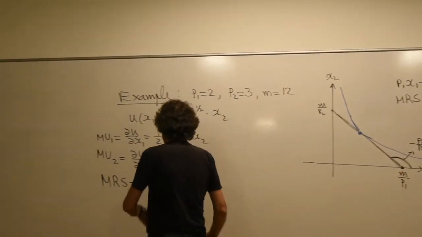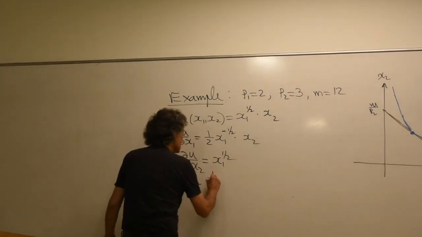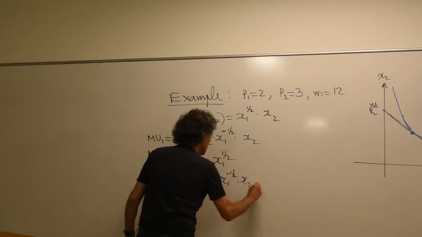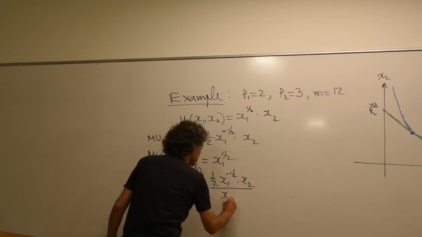Okay, so now I have to divide this by this, so let me write it. It's minus half x1 to the minus half x2 divided by x1 to the half.